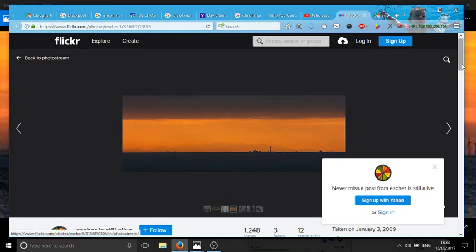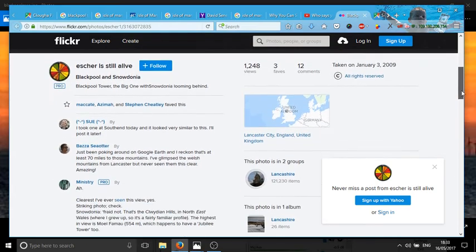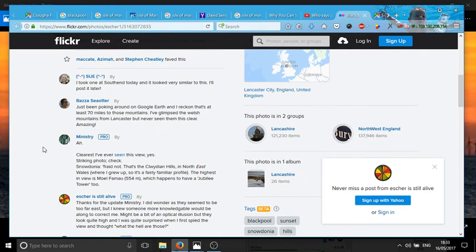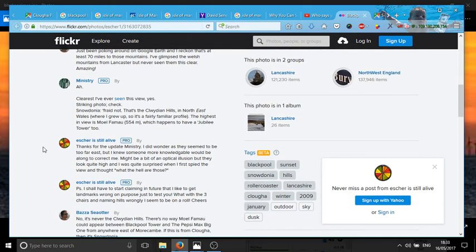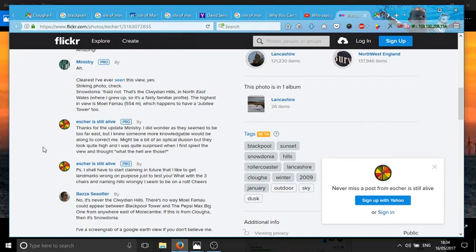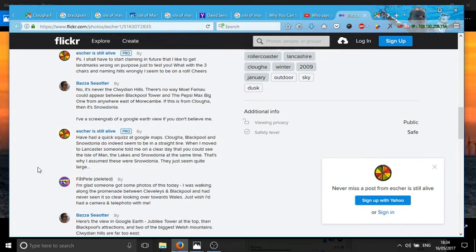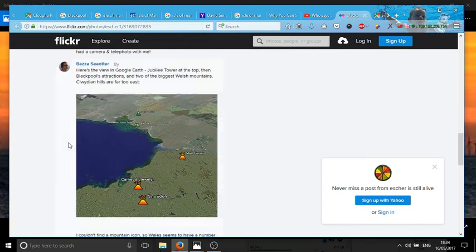And this drew some attention on Escher's site because he got a bit of a conversation going about it. People pointed out that, mate, that's 70 miles away. And some other people said that can't be possible, it must be somewhere else. And so, no, Bazza here, look, has lined it up, and he said, no, if you can see between the Blackpool Tower and the Pepsi Max, it's got to be Snowdonia. So they all then have a look and they say, yeah, I'm right, it is. Okay, and then they put it on to a Google Earth map for us to see.